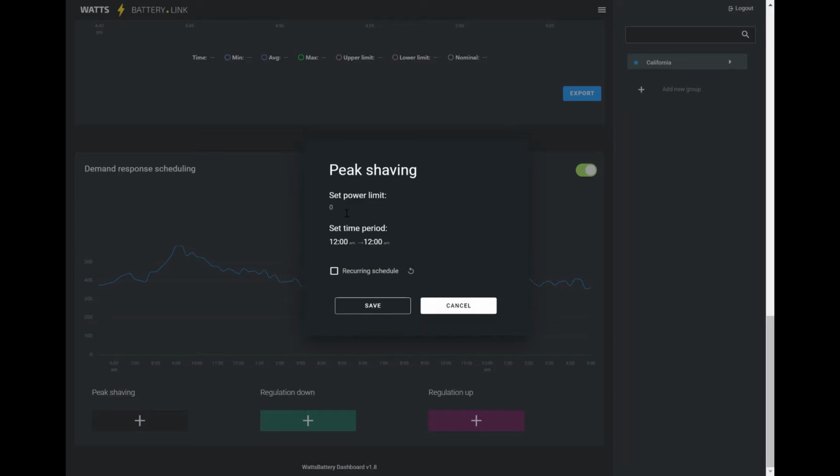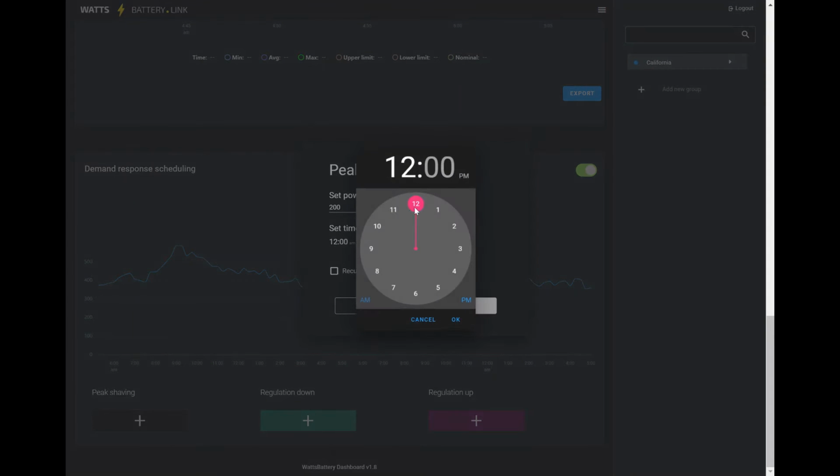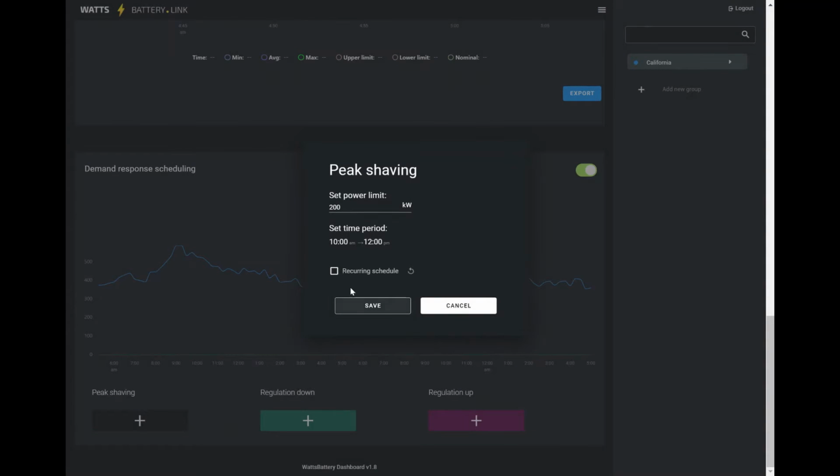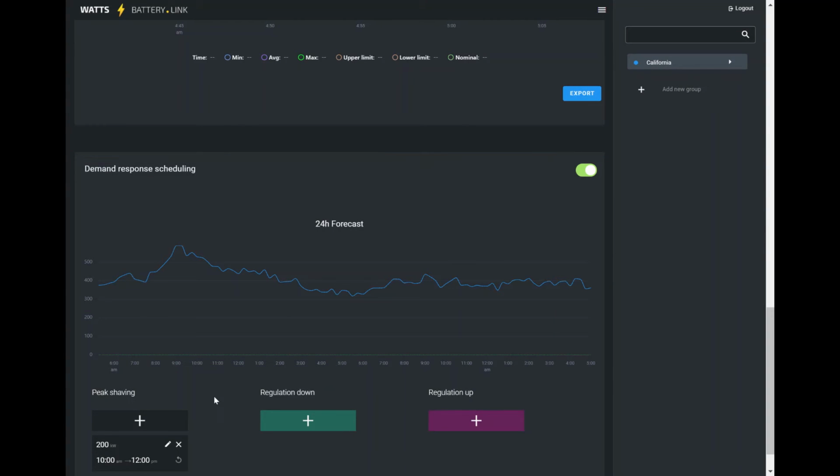Let's start with a PeakShaving limit of 200 kilowatts, and let's set it up for 10 a.m. in the morning until 12 p.m. in the afternoon. We click here as a recurring schedule and we hit the save button.